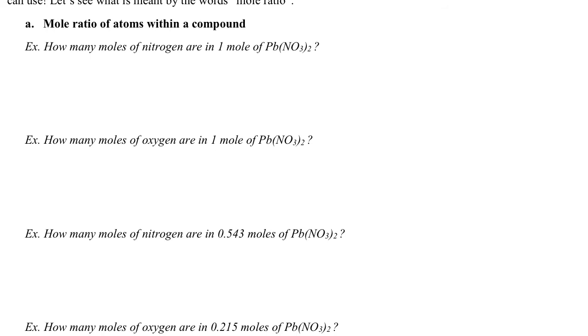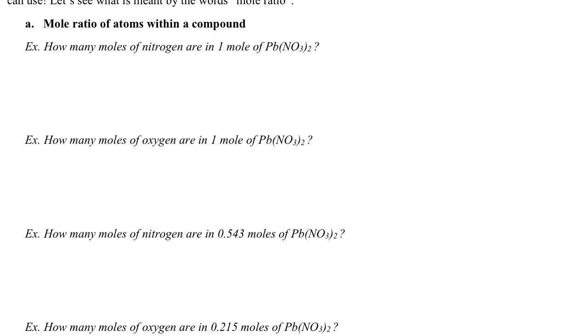Let's start here with this first example, which asks, how many moles of nitrogen are in 1 mole of lead nitrate? So what we're going to do here is make a conversion factor where we show lead nitrate in one position, maybe on the top or maybe on the bottom, and then nitrogen in the other position. This is a conversion factor that we can build from the chemical formula for lead nitrate.